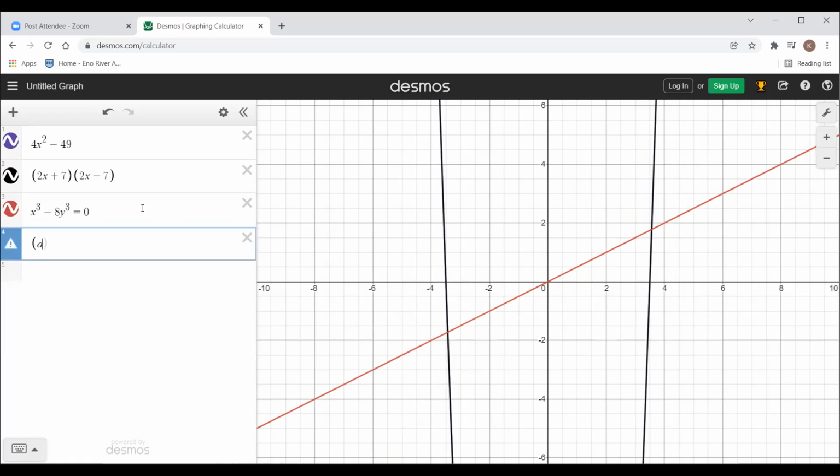So I've got x minus 2y. And then I've got x squared plus 2xy plus 4y squared equals 0.